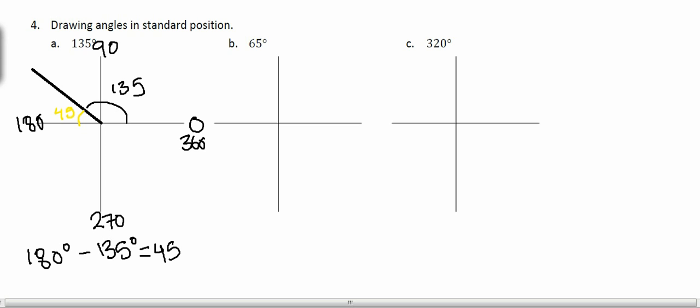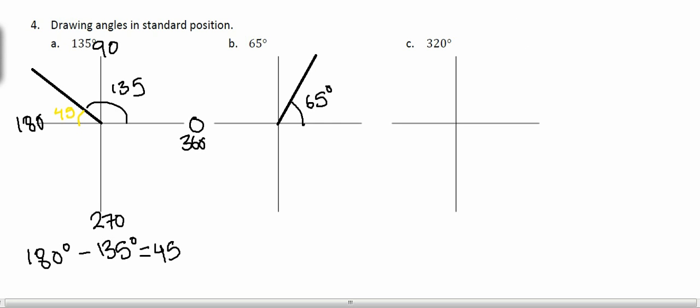For the second one, we know 65 degrees is going to be in quadrant 1, so I can estimate that it is about that big. Approximation, a little bigger than halfway, and I just like to write in here that it is 65 degrees.